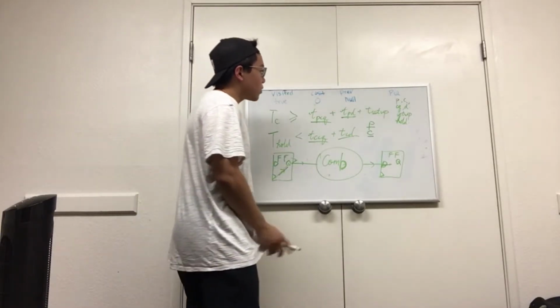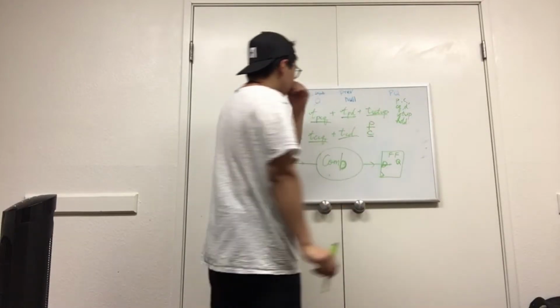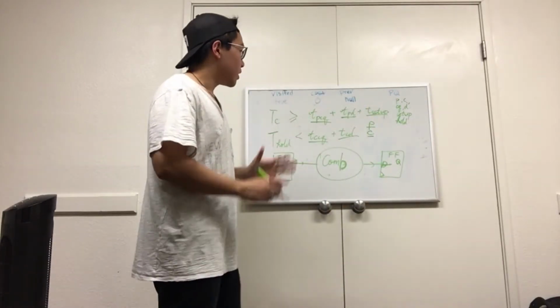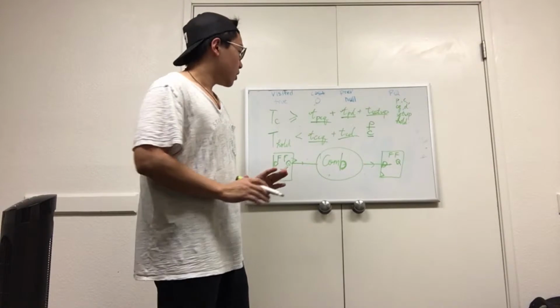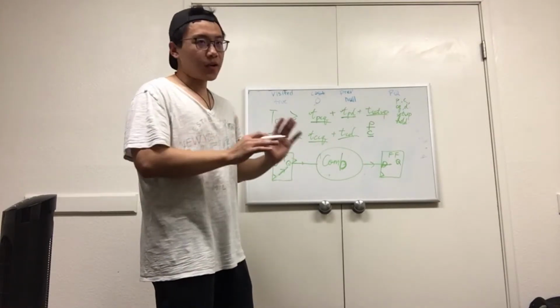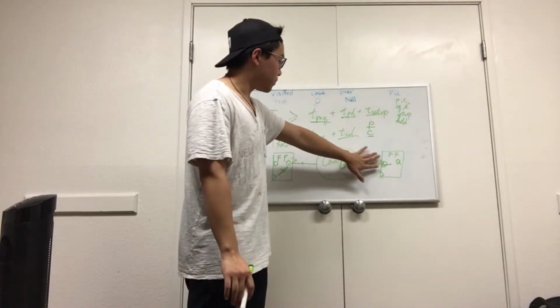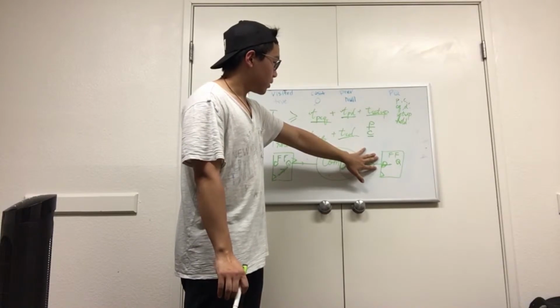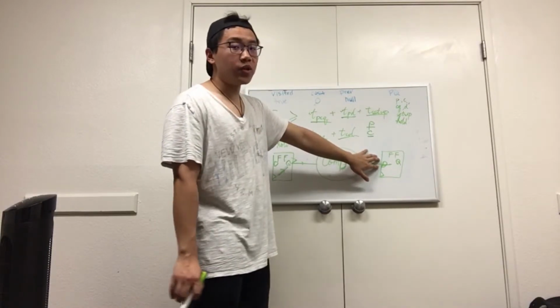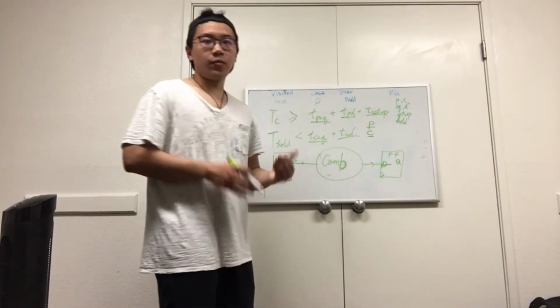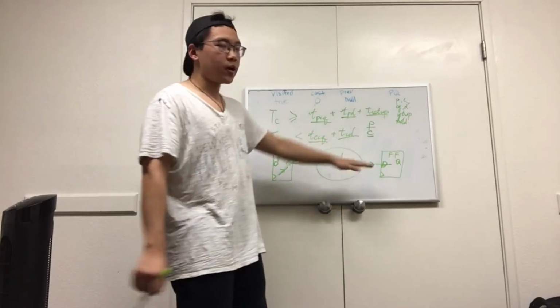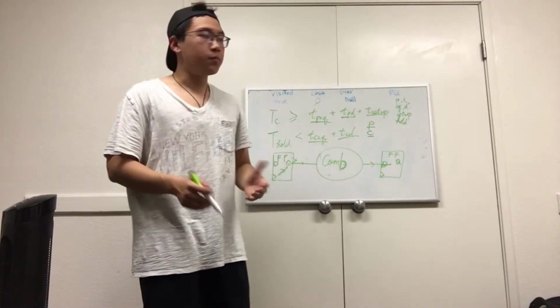Now there's one more term, which is the T setup, and if you remember, it is the amount of time the input of the flip-flop needs to hold before the rising clock edge so that the flip-flop can read the right input.